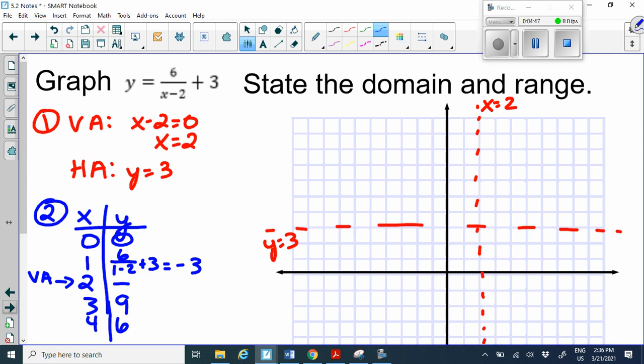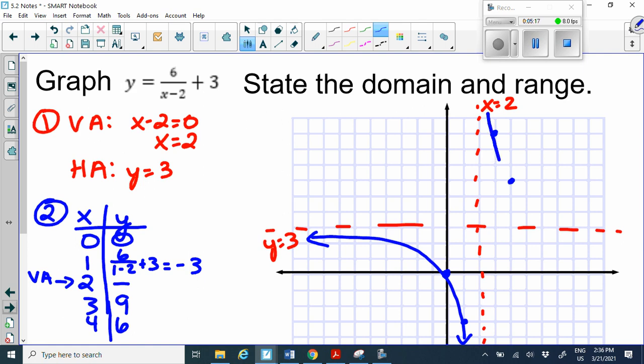So I have (0, 0), and then (1, -3). There we go. Now, the idea is that you do want to follow where the points are going as well as with your asymptotes. So I'm going to have to go this way, okay? And then (3, 9). So I go over 3, so 1, 2, 3, and I go up 9. And then my 4 is going to be 6.